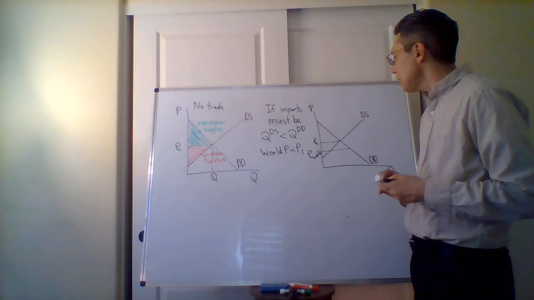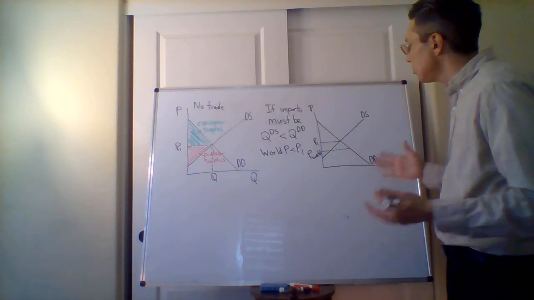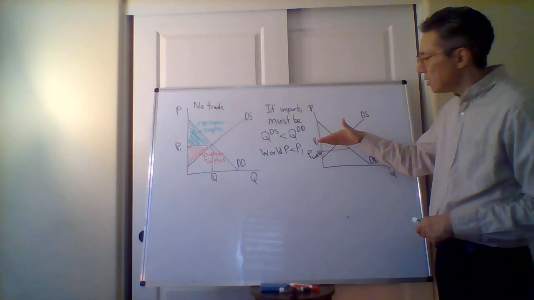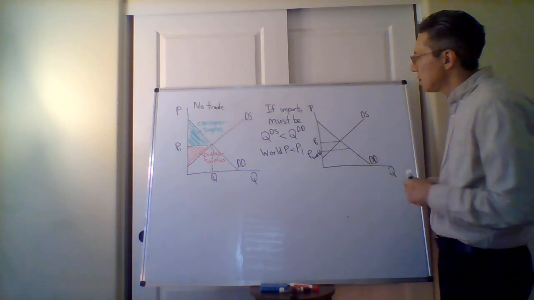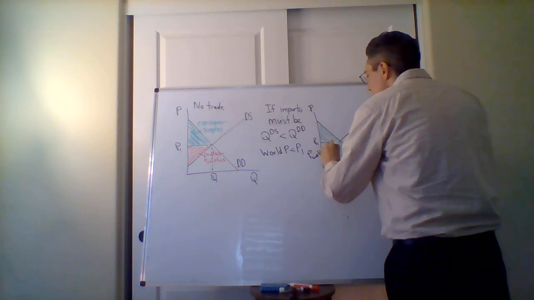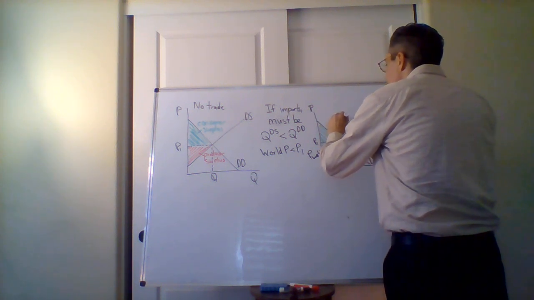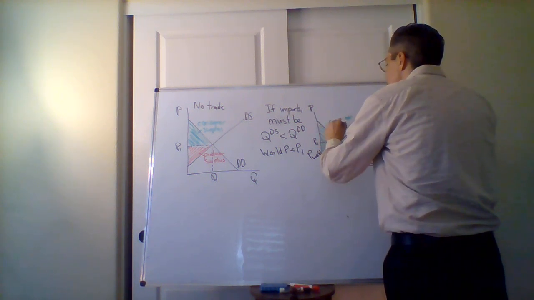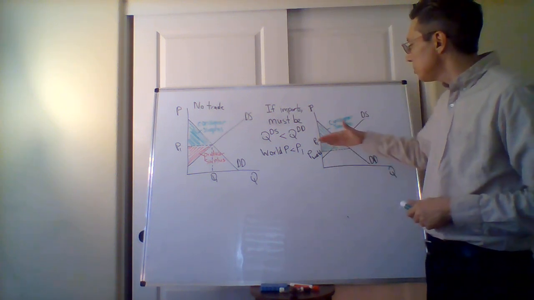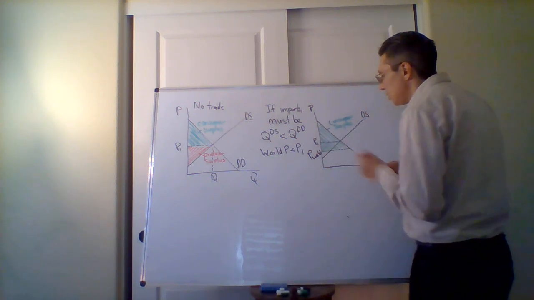So where are consumer and producer surplus? Notice now, consumer surplus is the area below the demand but above the price. In this case, the price is the world price, so consumer surplus is this entire triangle here. This is our consumer surplus. And producer surplus, remember, is below the price but above the supply curve, so that is this area here.